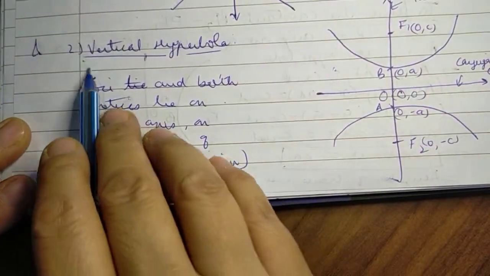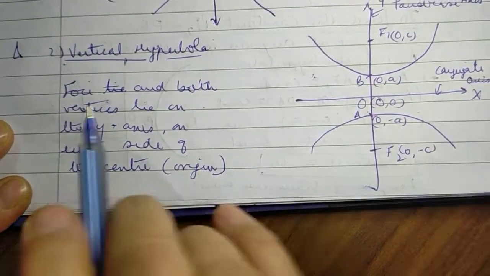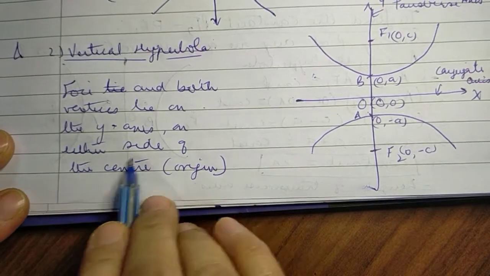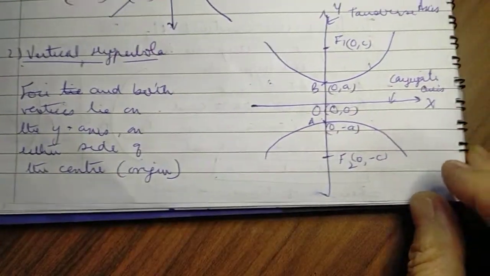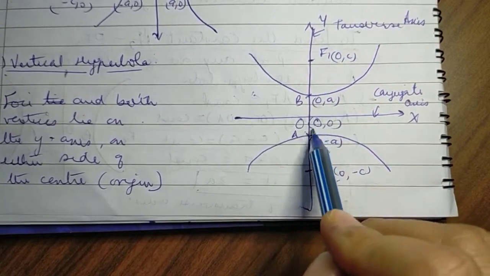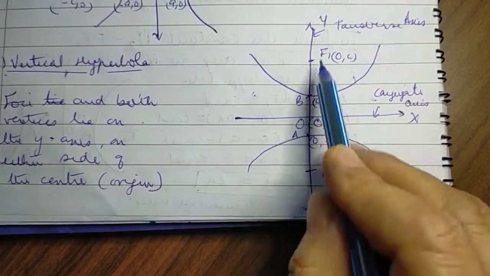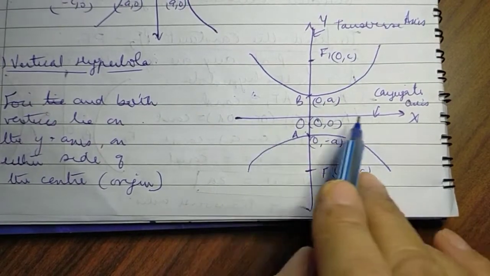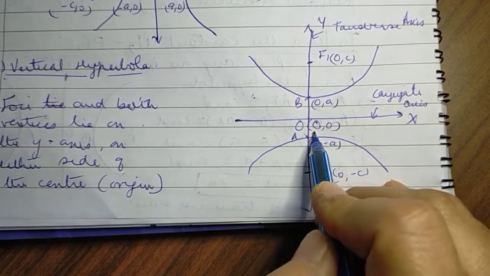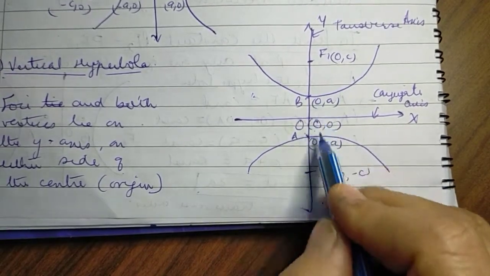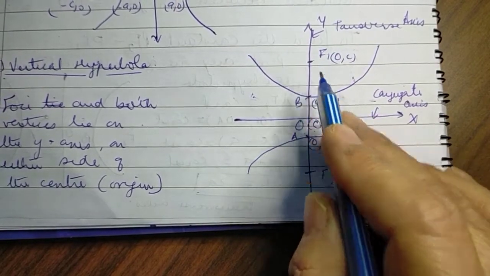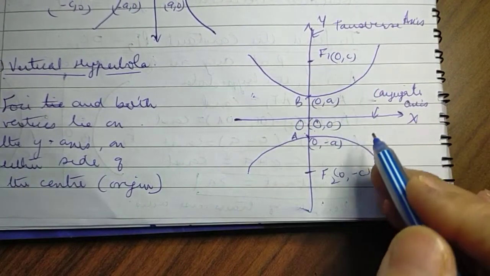Now the second standard form is the vertical hyperbola, and here the foci and both the vertices lie on the y-axis on either side of the center, which is the origin. And so here the center is the origin, A, B, which are the two vertices, and F1, F2, the two foci, all lie along the y-axis, and only the conjugate axis lies along the x-axis. The coordinates of the center are 0, 0. Coordinates of the vertices are 0, plus minus a, and the coordinates of the foci are 0, plus minus c.